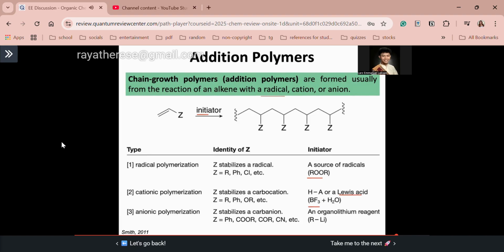Of course, for instance, you have boron trifluoride. And for anionic, actually, it's organolithium. Okay? So class, no need to memorize this. Supplementary lang po ito. Usually naman, free radical polymerization ang involved in our actual board exam. Okay? So usually here, class, we will yield different types of polymers.